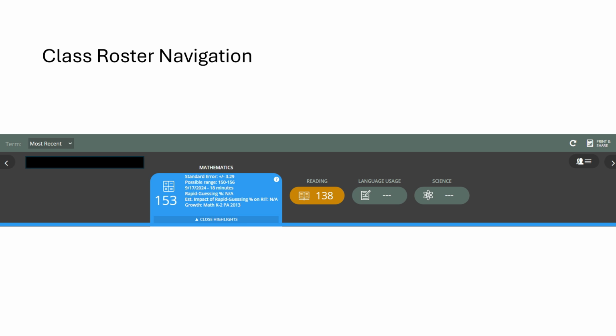I want to point out that even though you may be in a report for a single student, there are two ways to navigate through the students that are rostered to your classroom. One way would be by clicking on the arrows on the left and right sides of the screen. Those will cycle through the students on your roster. Or you can click where you see the 2 students and the 3 lines, the hamburger. If you click on that button, you will be able to see a drop-down list of each student in your roster.